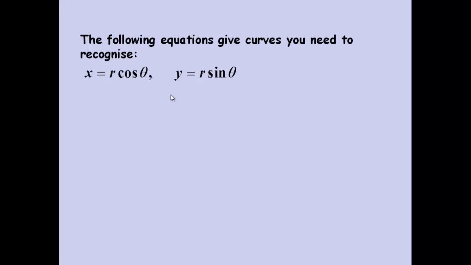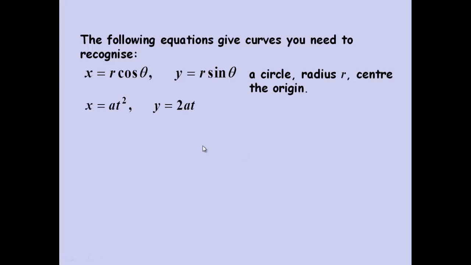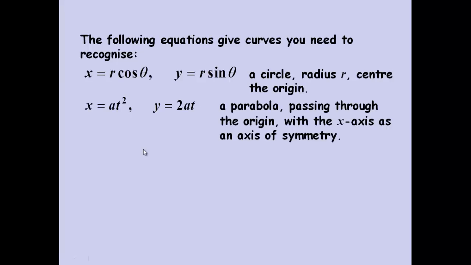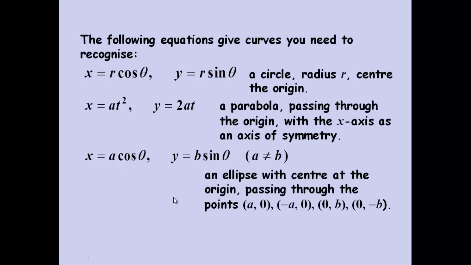Okay, so here's some general equations. And this gives a circle, radius r, centre the origin. These equations with t's tend to give us a parabola passing through the origin with the x-axis as an axis of symmetry, and we had a look at one of these, didn't we, in the previous example. And this form here, where we have different multipliers in front of the cos theta and the sine theta, where a doesn't equal b, gives us an ellipse, and this gives us the points it passes through.